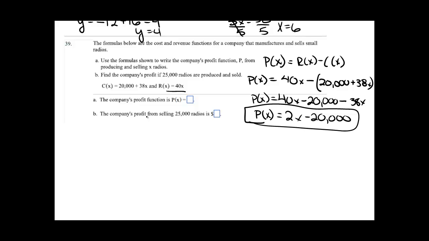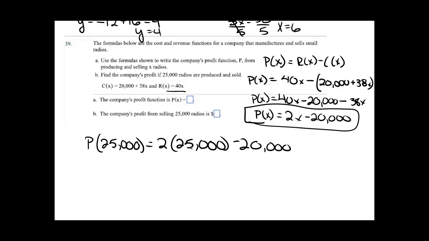For B, it wants to know the company's profit from selling 25,000 radios. So we should plug 25,000 into our profit equation, our profit function. So we're doing P of 25,000 equals 2 times 25,000 minus 20,000. Well, 2 times 25,000 is 50,000, and 50,000 minus 20,000 gives us 30,000. So the expected profit when selling 25,000 radios is $30,000.